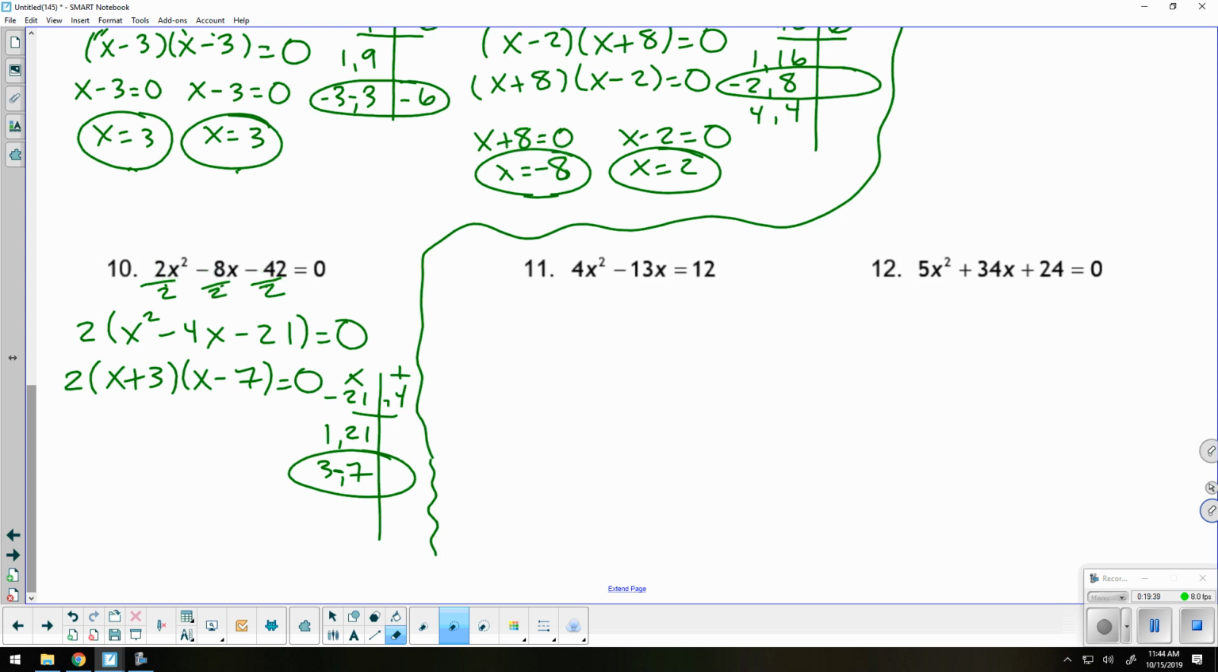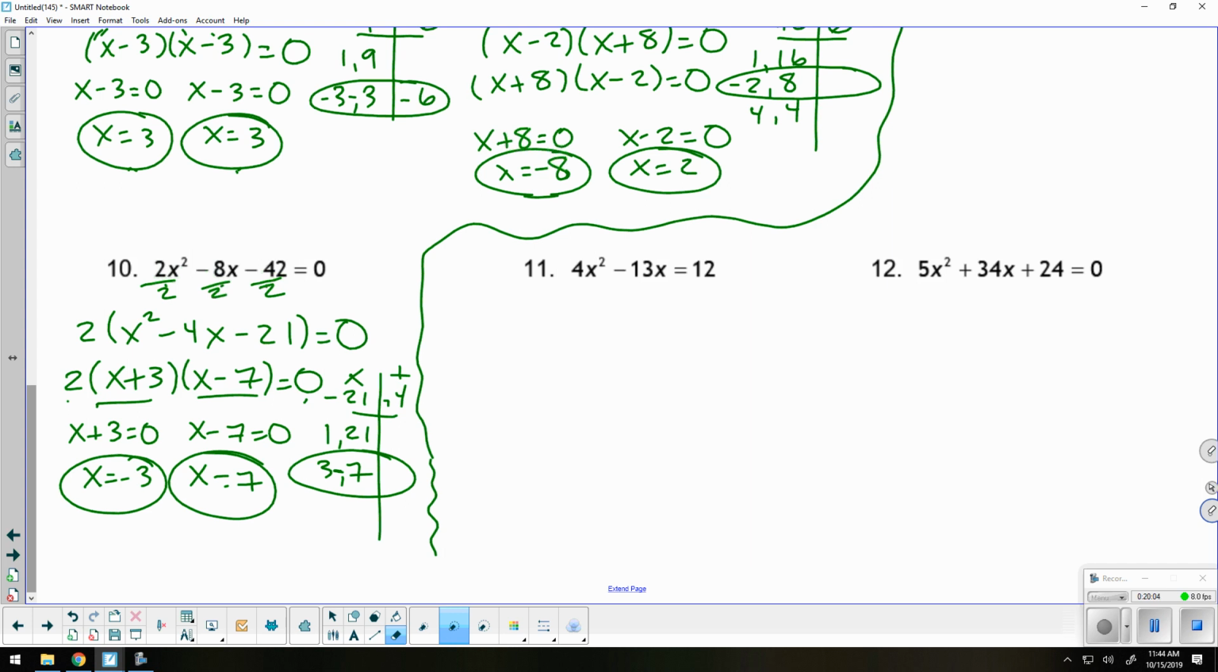Now just solve. The 2, the GCF, equal to 0 is not going to get me an answer because there's no x in it. So my answer lies just with these two binomials. Set x plus 3 equal to 0 and x minus 7 equal to 0. Subtracting 3, you get negative 3. Adding 7, you get positive 7. There are your two solutions.